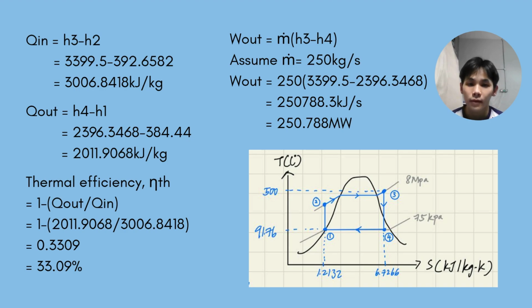And to find the value of W out, which is the work out, we need to assume the mass flow rate is 250 kilograms per second. Thus, we can get the W out as 250.788 megawatt. Below it, this is the TS diagram of our process.